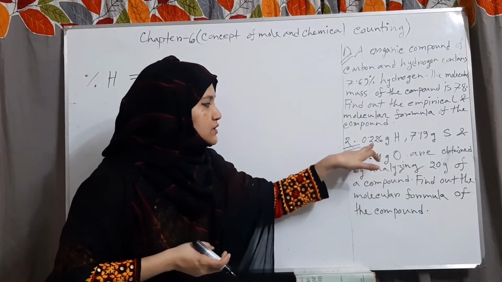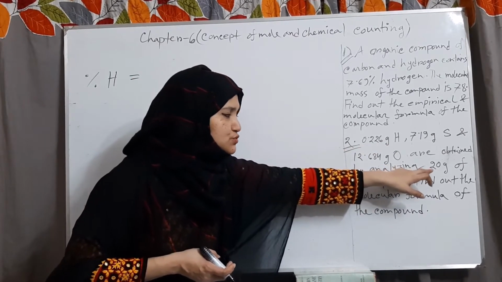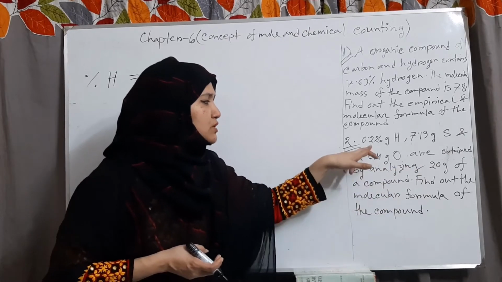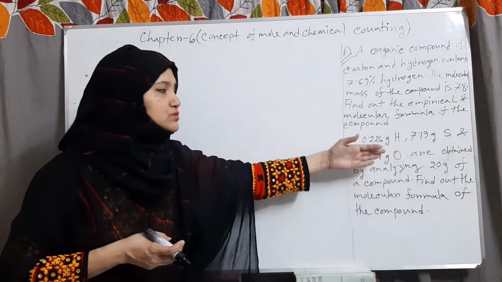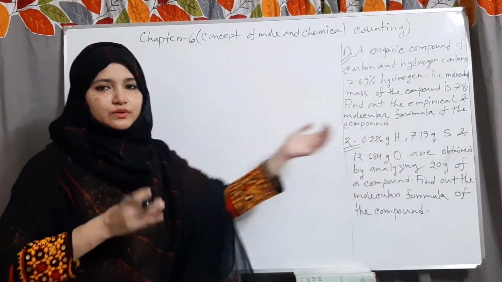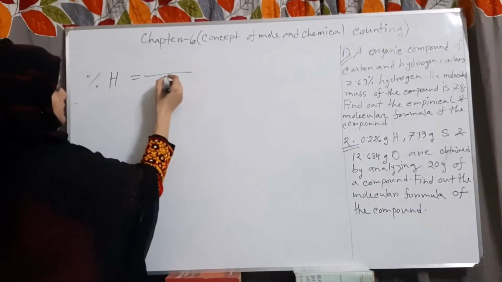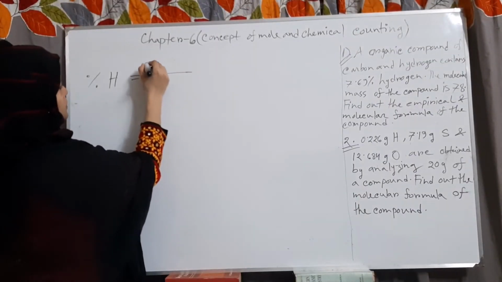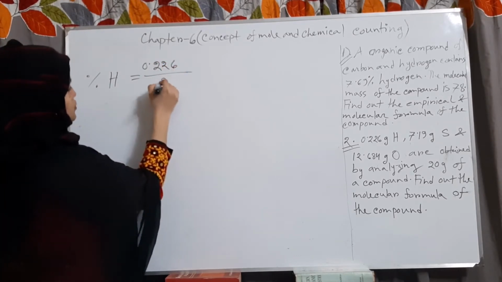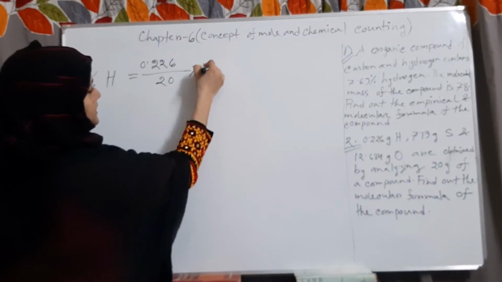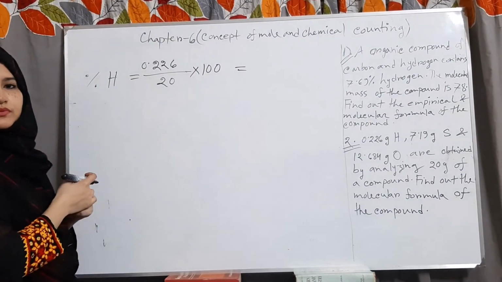If 20 gram compound contains 0.226 gram hydrogen, then 100 gram compound contains how much? Then we get the percentage of that element. That means 0.226 divided by 20 and multiplied by 100, then the result will be found.